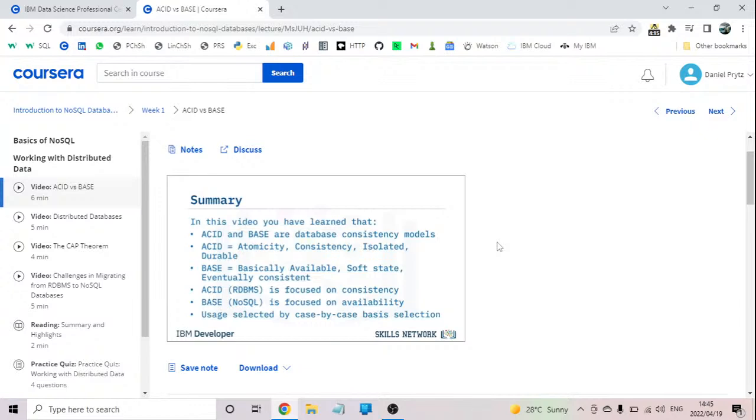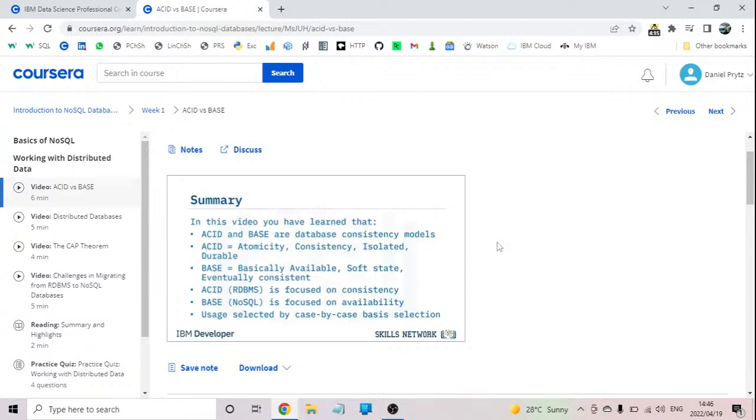That is BASE, and then we have ACID, RDBMS. It's focused on consistency. Then we have BASE, NoSQL, which is focused on availability. Right, then we have usage, selected by case-by-case basis selection.